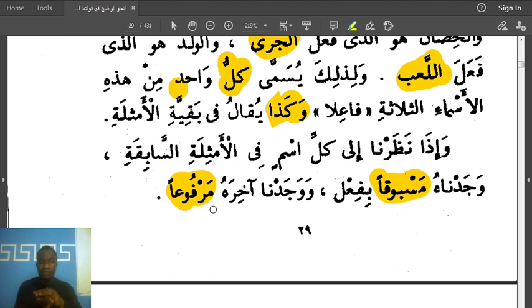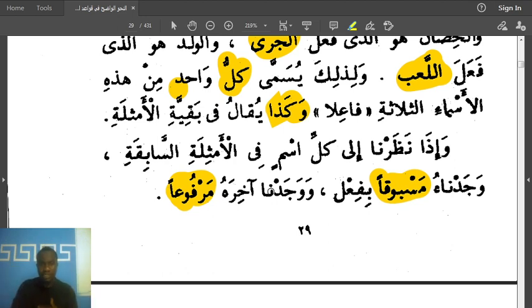When we say marfu', basically, we mean a word ending in dhamma. When we say mansub, we mean a word ending in fatha. When we say majrur, we mean a word ending in kasra. When we say majzum, a word ending in sukun. This is basically what it is about. But we will keep expanding as we go on.